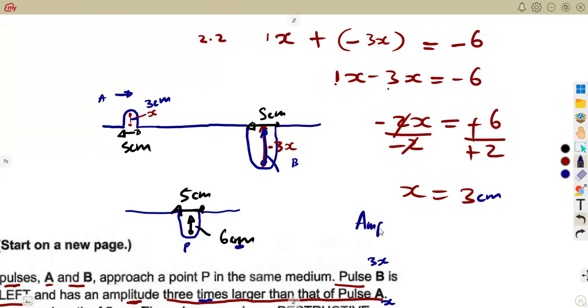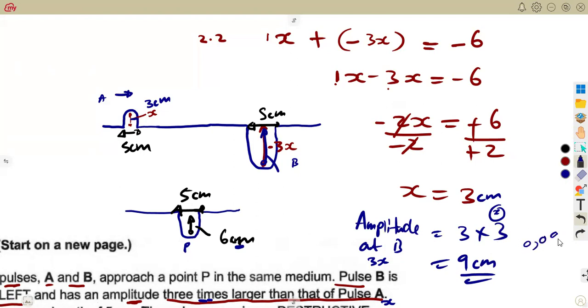So the amplitude at B will be equal to 3 times 3. Before it was 3x. So that is 3 times our x, which is 3, which is 9 centimeters, or you can write in meters by dividing by 100, which is 0.09 meters if you want. That is the condition there about the amplitude.